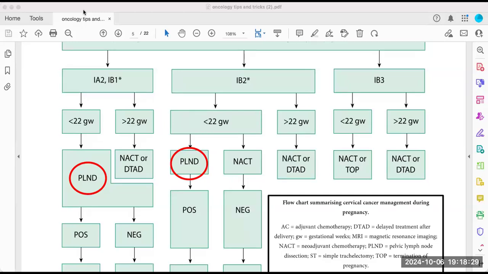I think that we have covered some valid points in vulval cancer and in cervical cancer. Next time, we're going to cover ovarian and endometrial cancer, with some tips for the updates in both guidelines.